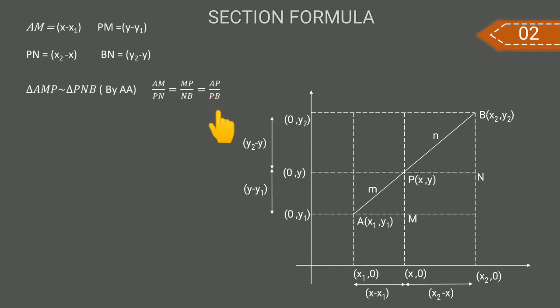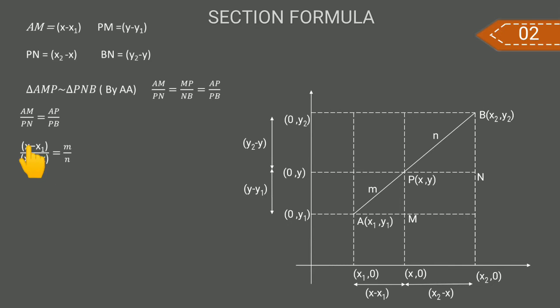Now we will derive the formula for finding P(x, y). First of all, we will take AM upon PN is equal to AP upon PB. The distance AM between A and M is x minus x1. The distance PN is x2 minus x. And AP is m and PB is n.